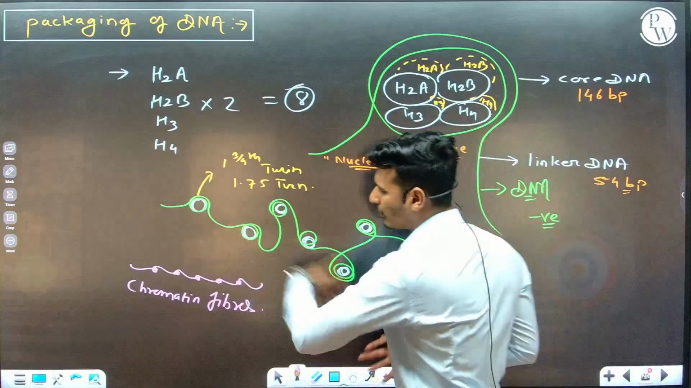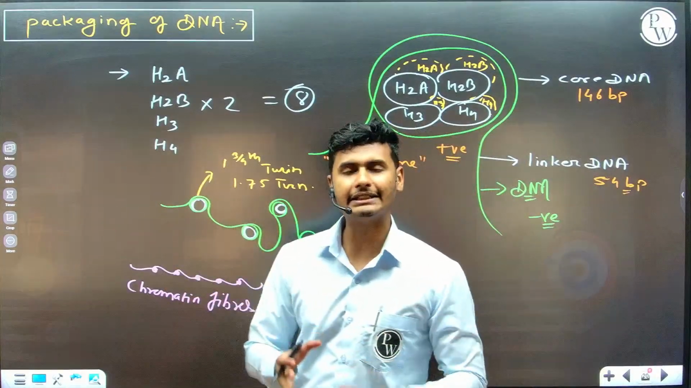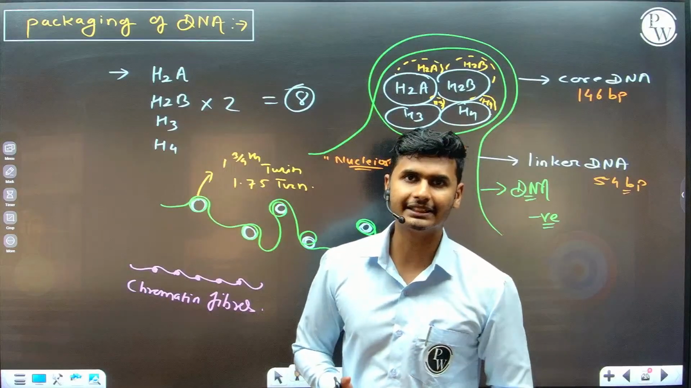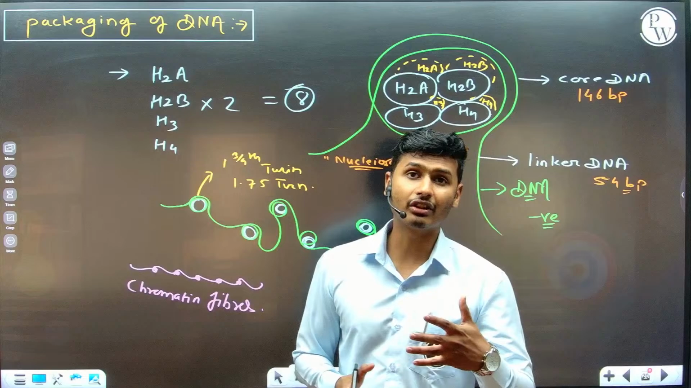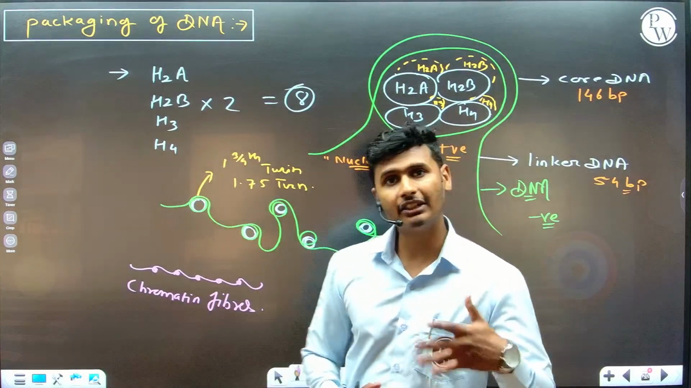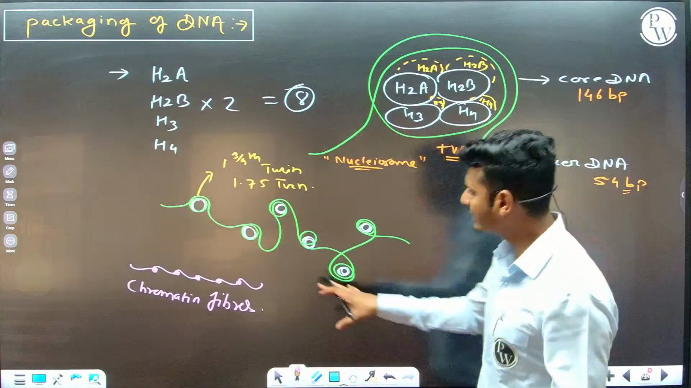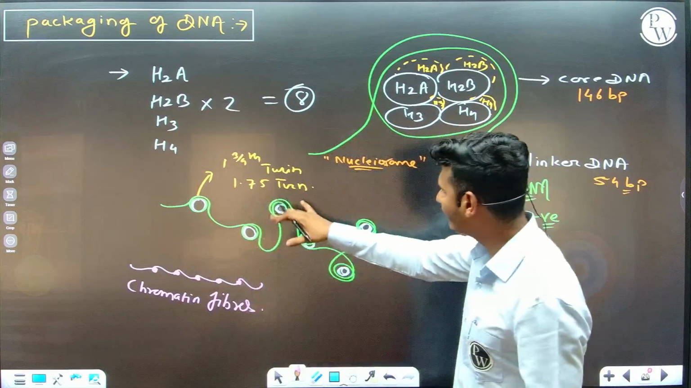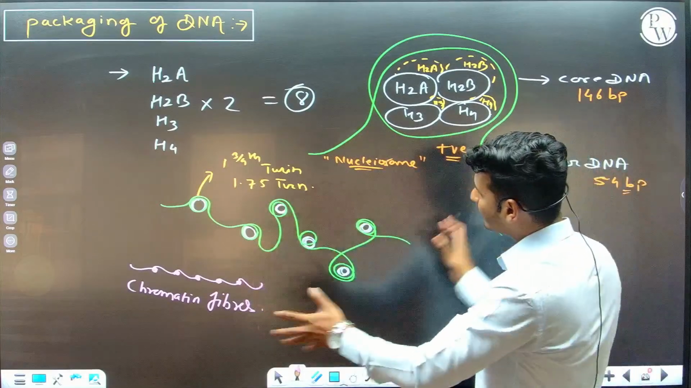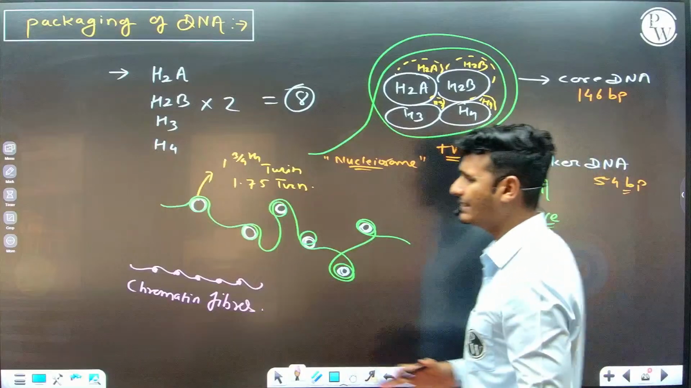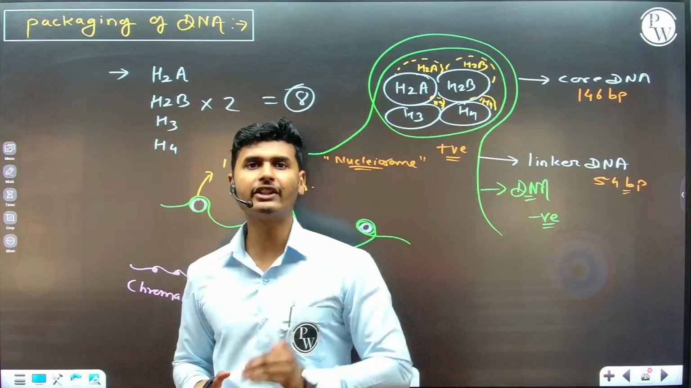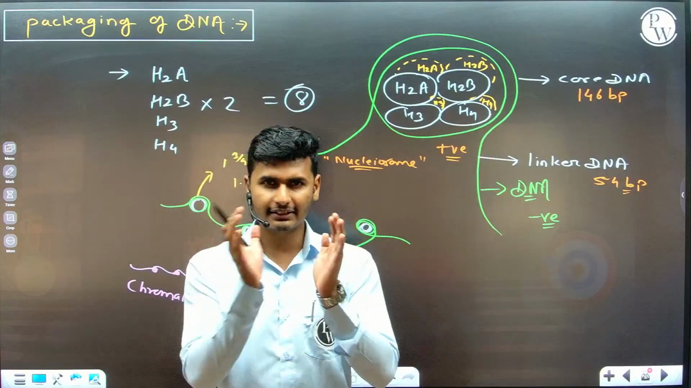Now after that, these chromatin fibers are packed inside the chromosome. In the nucleus, this chromatin fiber or chromosome is present in the form of genetic material. So this is the chromatin fiber. This is the DNA wrapped around the nucleosome. This is the complete packaging of DNA, and because of this packaging, it is easy to compact 2.2 meter of DNA inside the small nucleus.